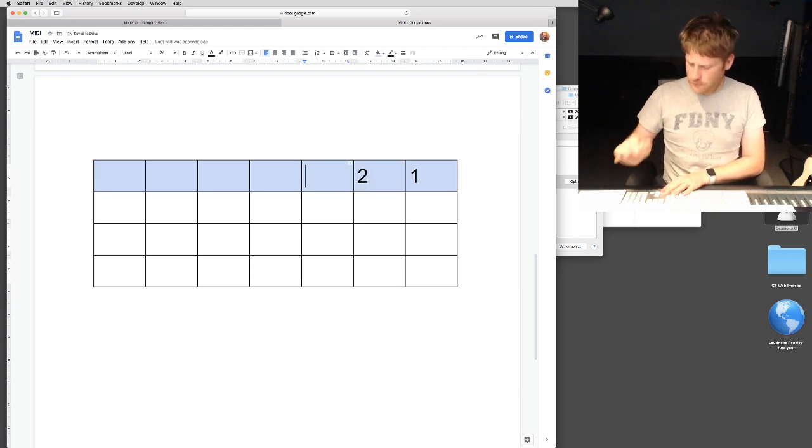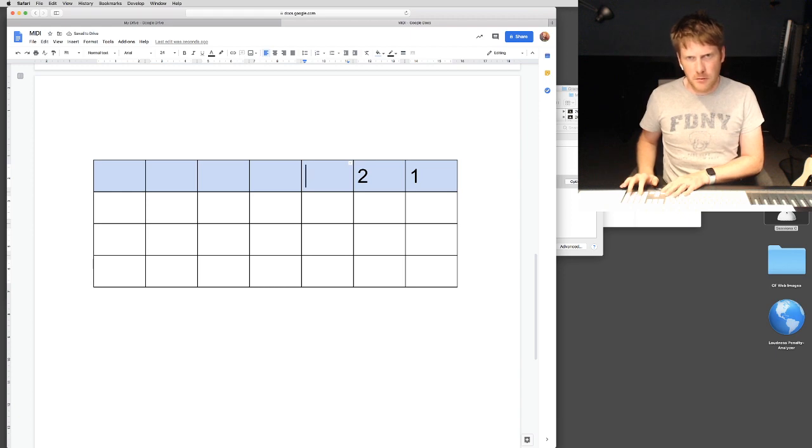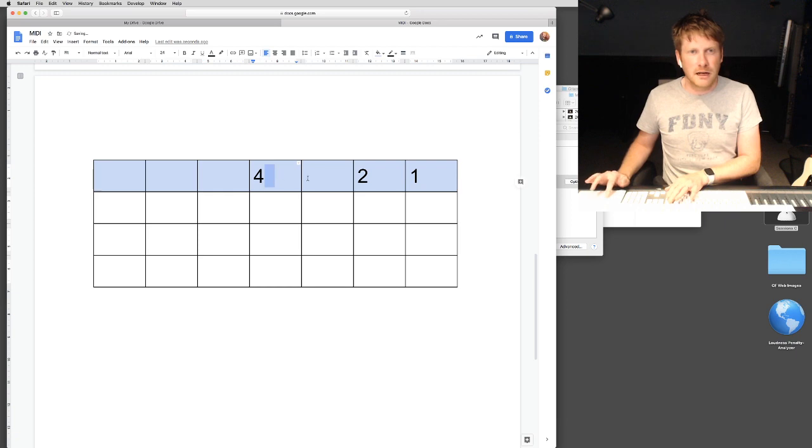Then the second number, reading right to left, which is again slightly not what we do in our cultures. Okay, 1, 2, 4, 8.